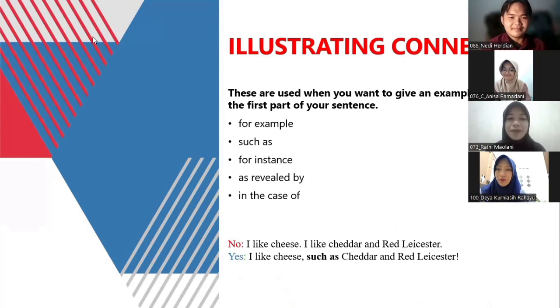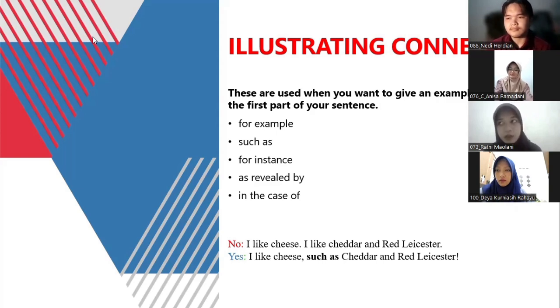Thank you, Nedi, for giving me an opportunity to expand about another kind of connectives. The first one is illustrating connectives. These are used when you want to give an example to back up the first part of your sentence. These connectives are used to provide something or evidence to support the statement you made.